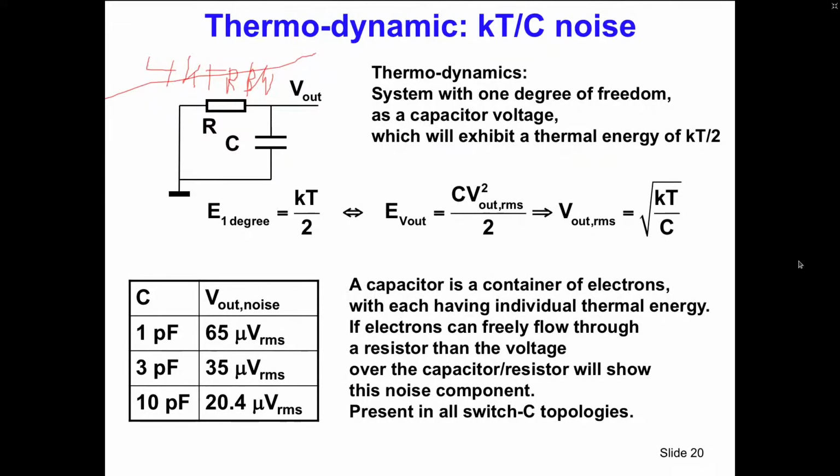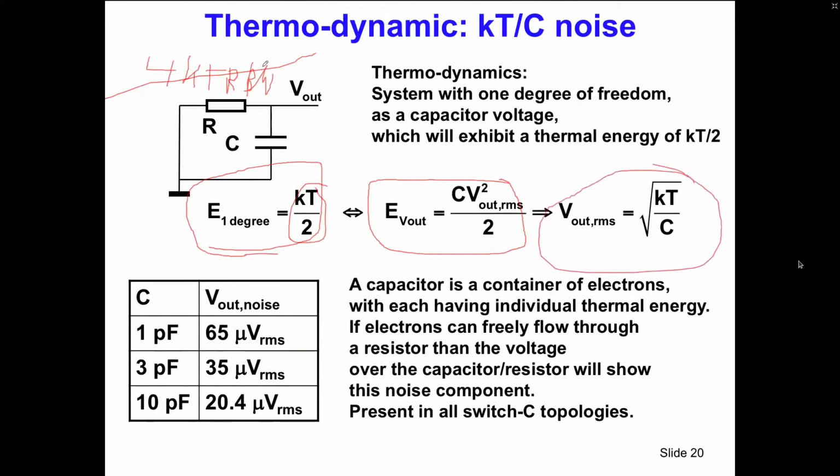So the real way of looking at it is that in a system with 1 degree of freedom, the kinetic energy is kT over 2. And we electronic engineers know that the energy equals CV squared over 2. So if these two are equal, then obviously you know the total amount of noise of this system. And that is related to the capacitor, the container of the energies of the electrons with all those energies.